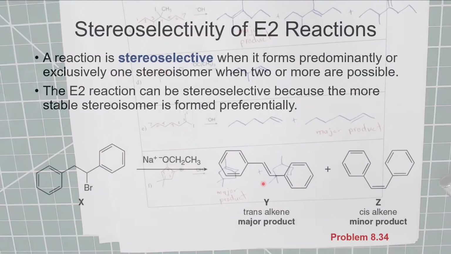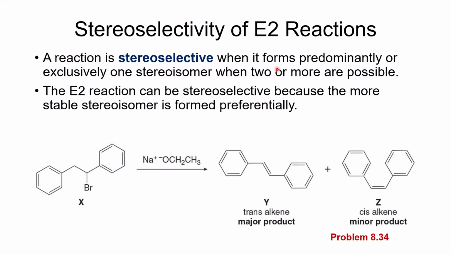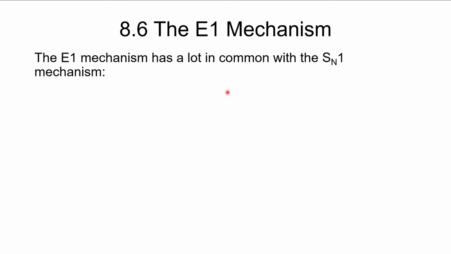All right. So now we want to look at the E1 mechanism. And the E1 mechanism is different. It is first order, right? It has a lot in common with the SN1 mechanism. In fact, the first step is exactly the same. So it does consist of 2 steps.